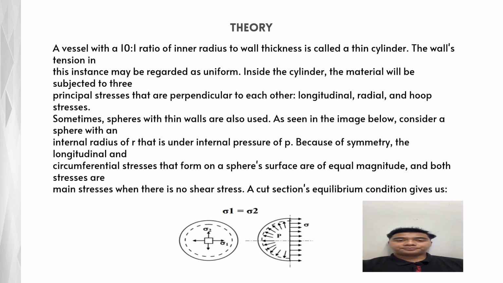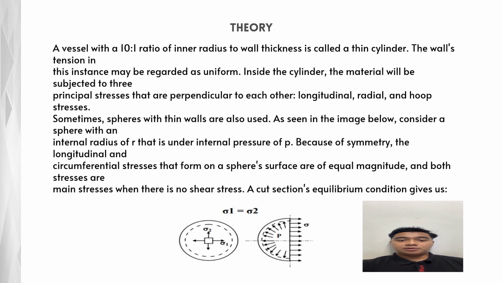Okay, moving on. A vessel with a 10:1 ratio of inner radius to wall thickness is called a thin cylinder. The wall's tension in this instance may be regarded as uniform. Inside the cylinder, the material will be subjected to three principal stresses that are perpendicular to each other, which are longitudinal, radial, and hoop stresses. Sometimes spheres with thin walls are also used.